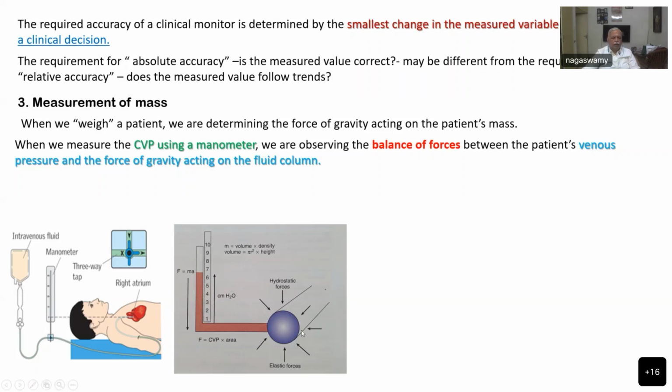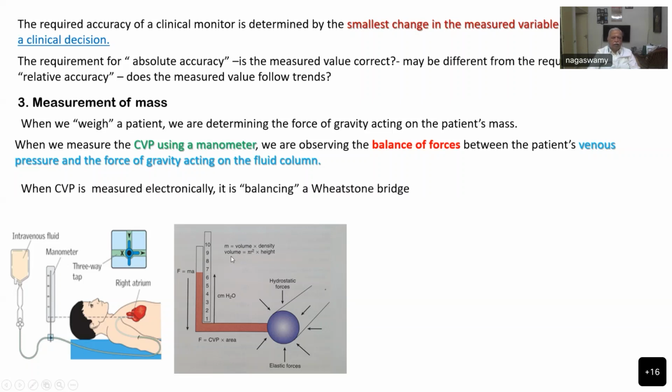So this is how the pressures are managed. The hydrostatic forces acting on that. This is the water column, which is being pushed by the patient's blood flow or the blood column to raise the water in the manometer so that you can measure the height and calculate the CVP. So this is how we were measuring the CVP earlier.